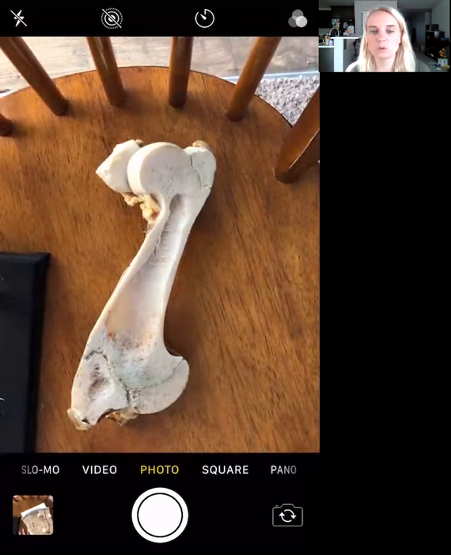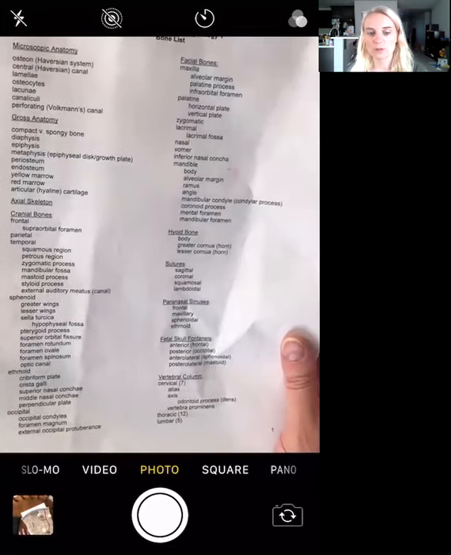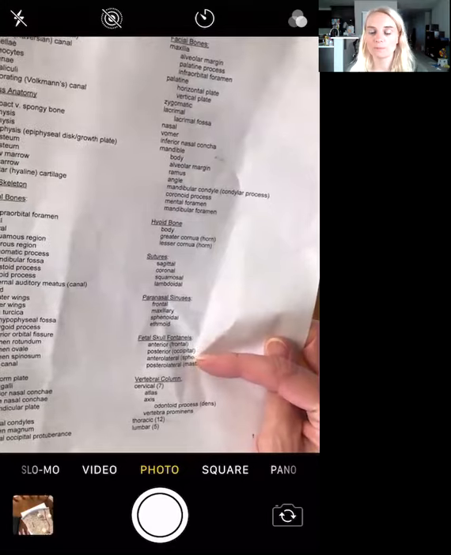So next I'm going to put together a video covering all of the bone names and markings for the cranial bones, the facial bones, and I have a fetal skull. We'll go over that one.